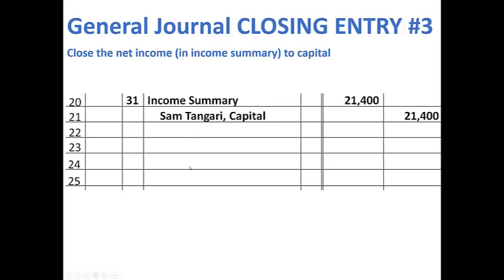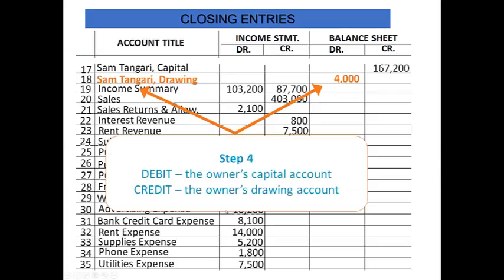So remember, a net income increases the owner's investment, so that should be a credit to capital. If it's a loss, then you are decreasing the owner's investment, and then capital would be debited. So that's the third entry.